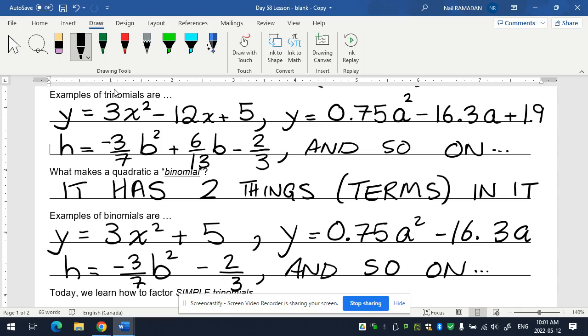So today, which ones of those are we going to learn how to factor? The tri or the bi? Today, we only focus on the trinomials. Tomorrow, we will do binomials, and we'll also do some cases where things could be mixed as well.